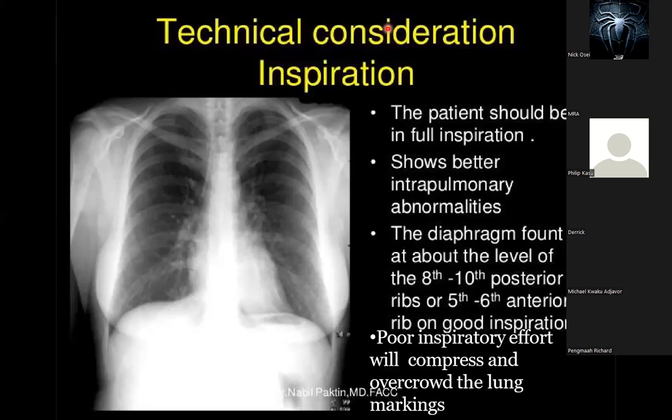So the technicalities of the inspiratory X-ray are what we have just said. The patient should inspire maximally, so you take the shot at the height of inspiration. We said that it shows intrapulmonary abnormalities better. The diaphragm found, okay, the diaphragm found is about the level of the 8th to 10th posterior ribs, or the 5th to 6th anterior ribs.